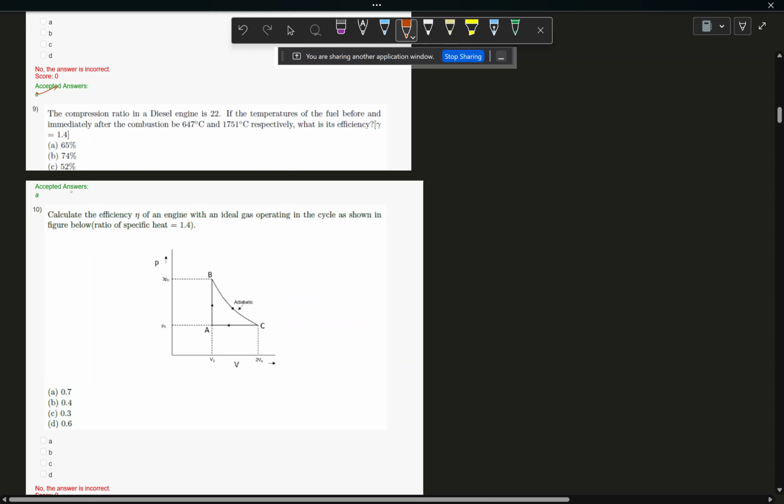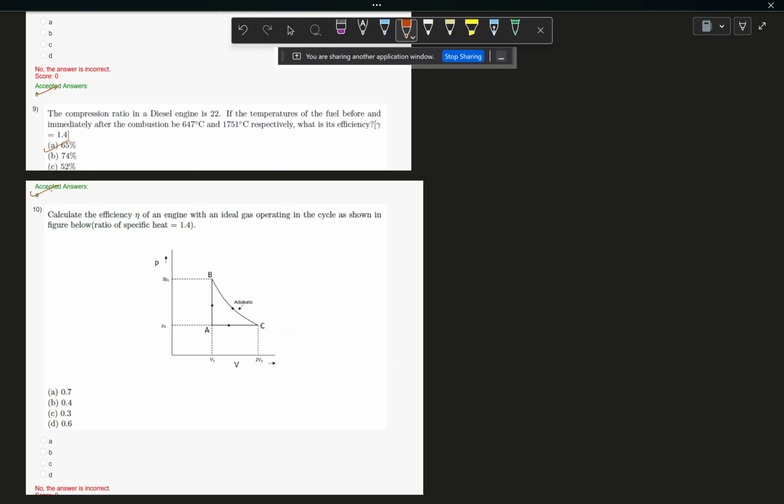Okay, so the answer we are getting is 65%, and that is matching with the accepted answer. So this is done. Now the final question is question number 10, which is basically: calculate the efficiency of an engine with an ideal gas operating in the cycle as shown in the figure below, which is a PV diagram, and the ratio of the specific heats gamma is given as 1.4.